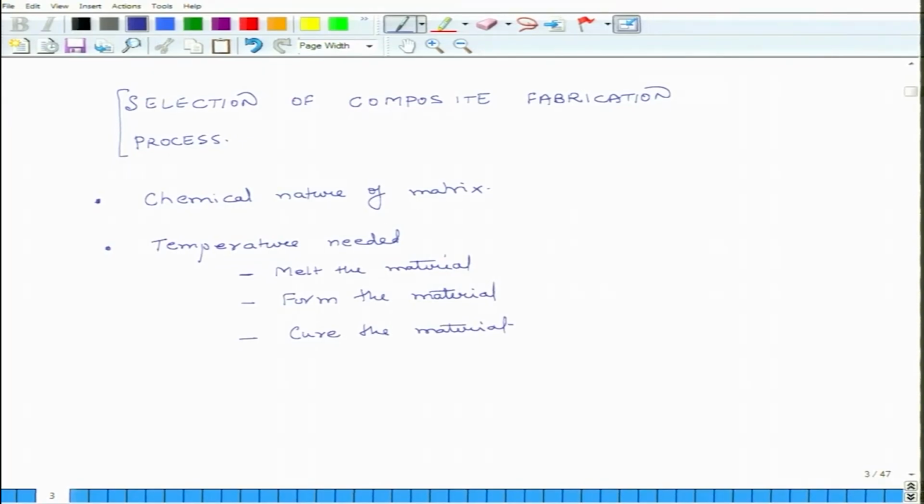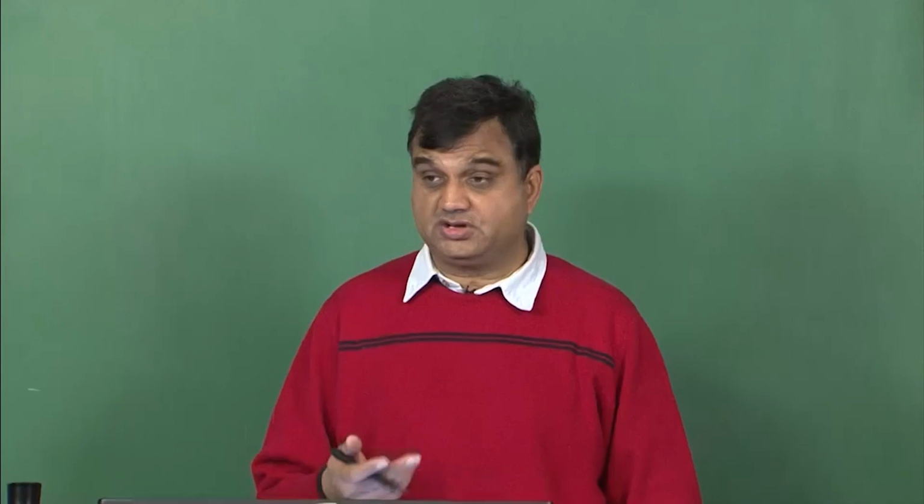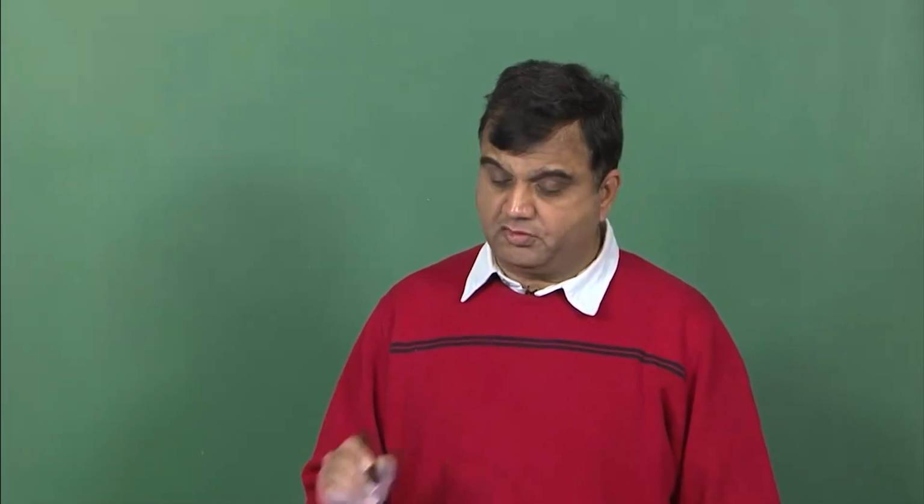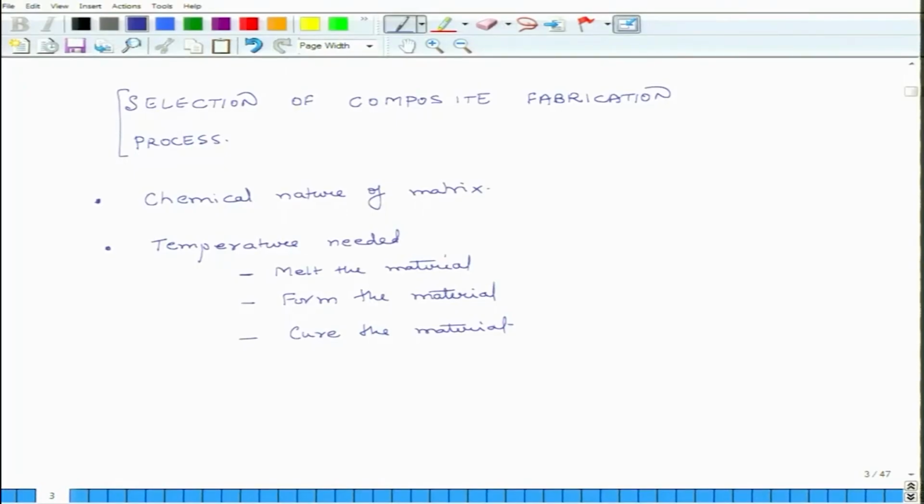So, the fabrication process depends on the chemical nature of the matrix and what kind of temperature you need. It could be needed for melting the material or forming the material or curing the material. It is never all the three in the same example. So, either you have to melt it or form it or cure it. These two important considerations play a very strong role in figuring out what kind of composite fabrication process is required or relevant for my particular application.